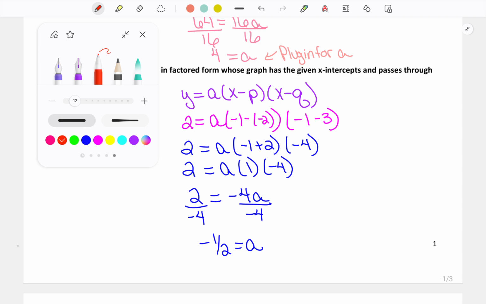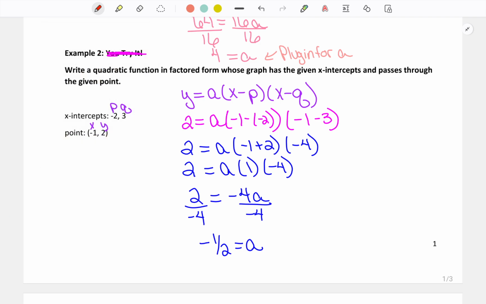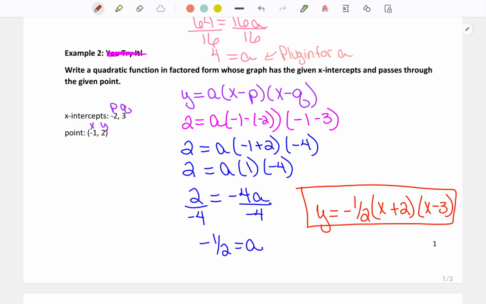Then we will go ahead and take out the x and y and plug in the a term. So we will have y equals negative 1/2 times (x plus 2) times (x minus 3) for our quadratic function.